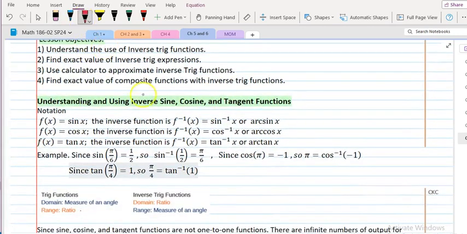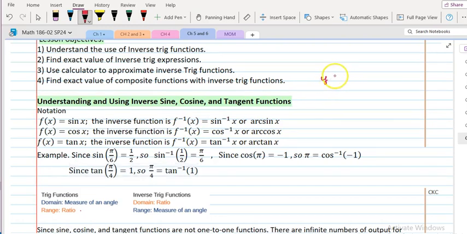So we have our 6 trig functions: sine, cosine, tangent, cotangent, secant, and cosecant. Each one of them is a function. You can create an inverse function from them. Just like before, what is an inverse function when we mention inverse function?